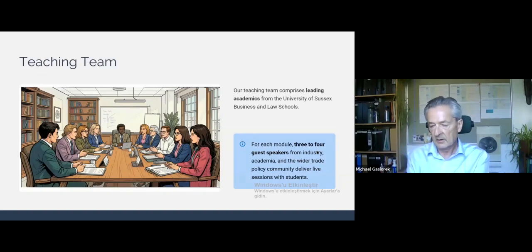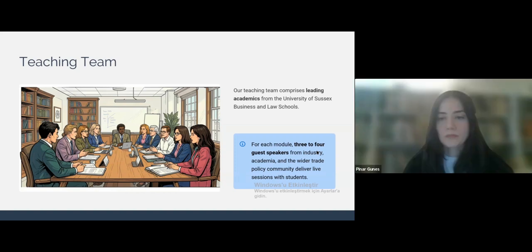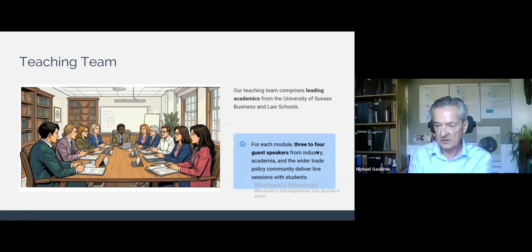The teaching team for this module comprises leading academics from the University of Sussex Business and Law Schools. As I said before, we have a large interdisciplinary team. Indeed, I think at Sussex, we certainly have the biggest team of trade specialists, academics, researchers in the UK, and almost certainly in the EU, if not in the world. So you'll be taught by leading academics.